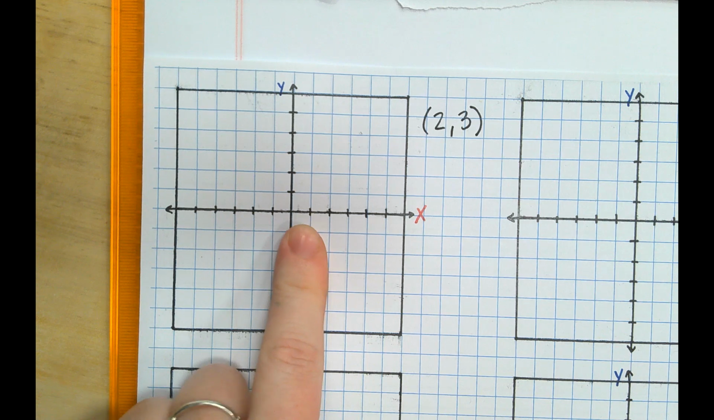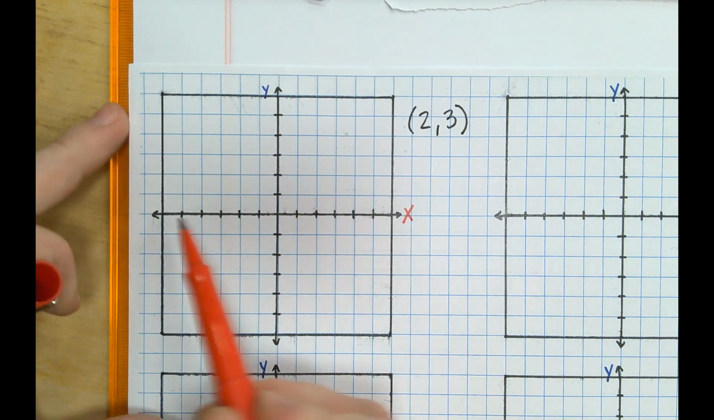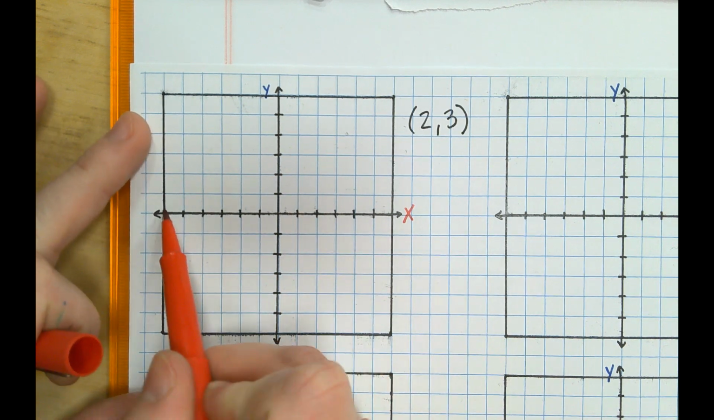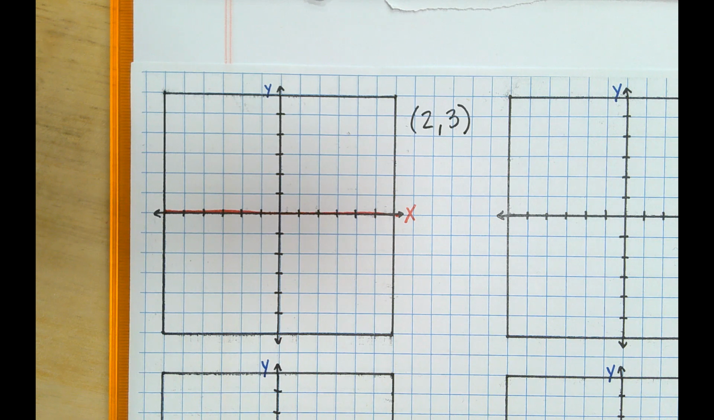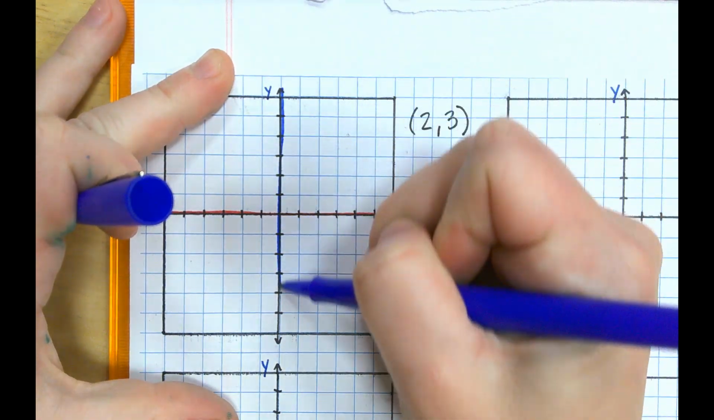So when we have a graph, we have two different axes. We've got an x-axis, and I always make that red. And we have a y-axis, and I always make that blue. The x goes left to right. The y goes up and down.